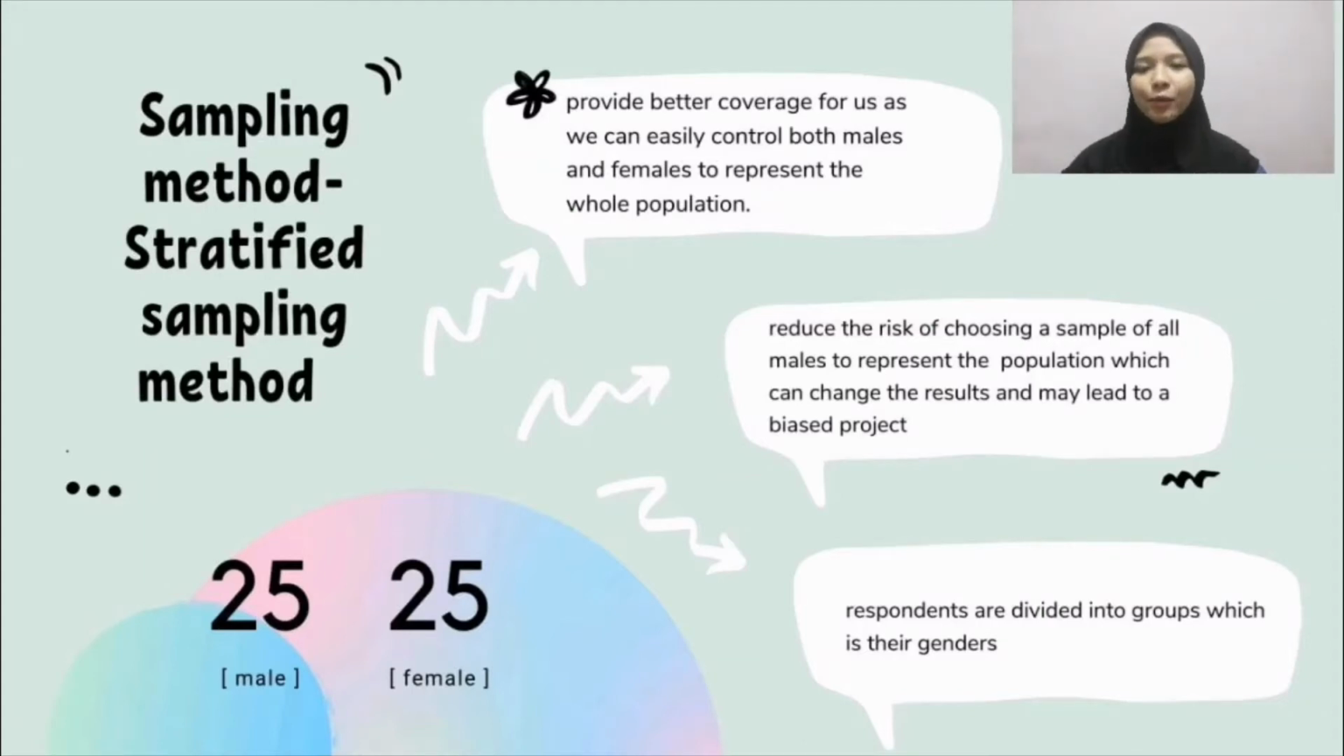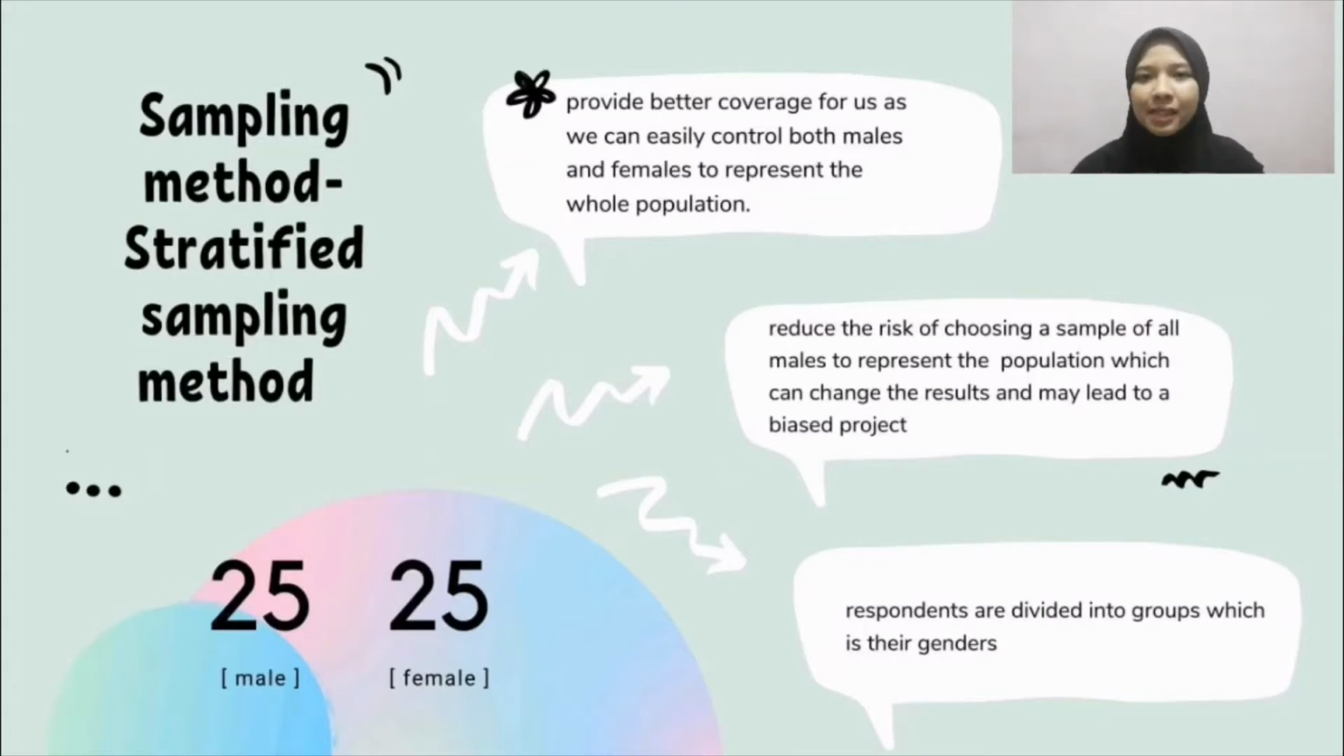Next, I'm going to explain to you about the sampling method. Our sampling method is the stratified sampling method. After we have received our respondents, we divide them into groups by their gender, male and female. After that, we sort out 25 members from each group and take them as a sample.